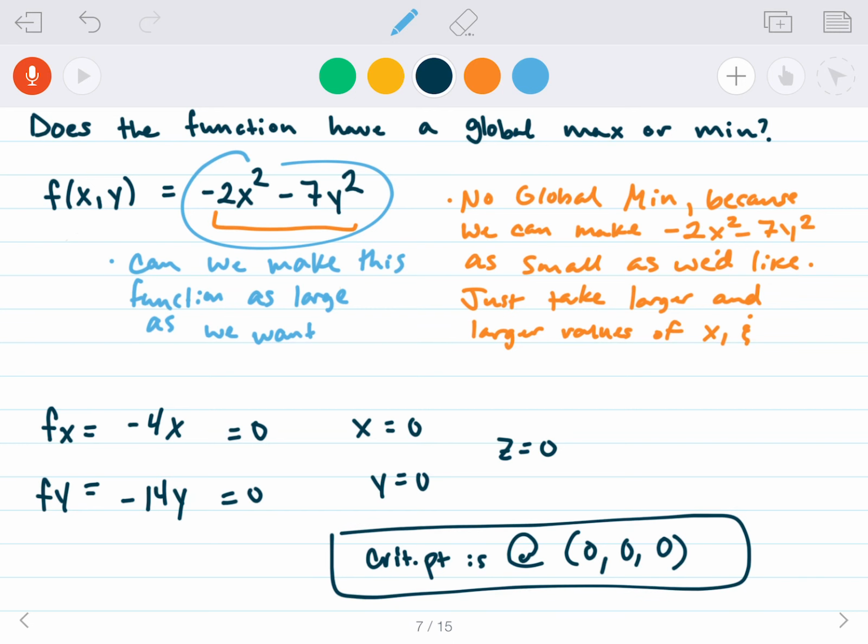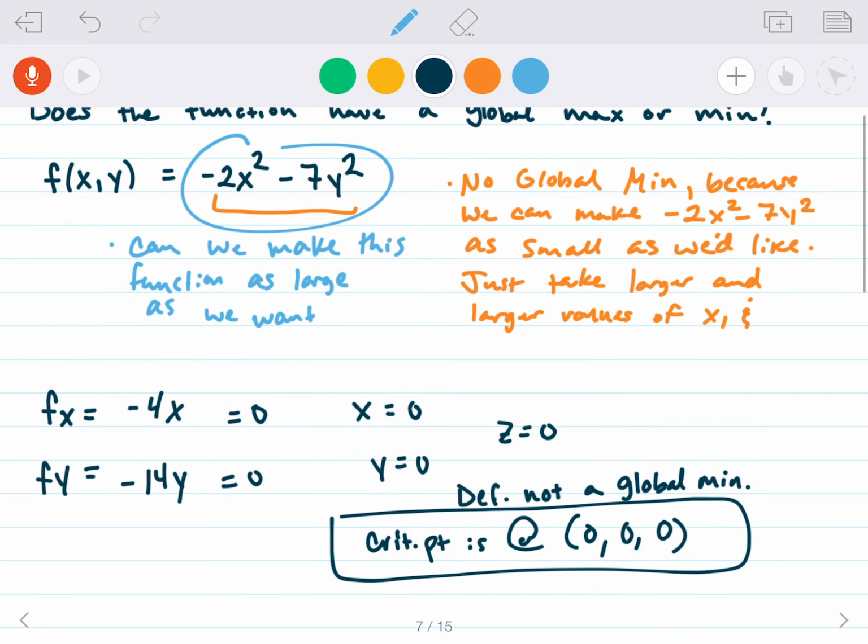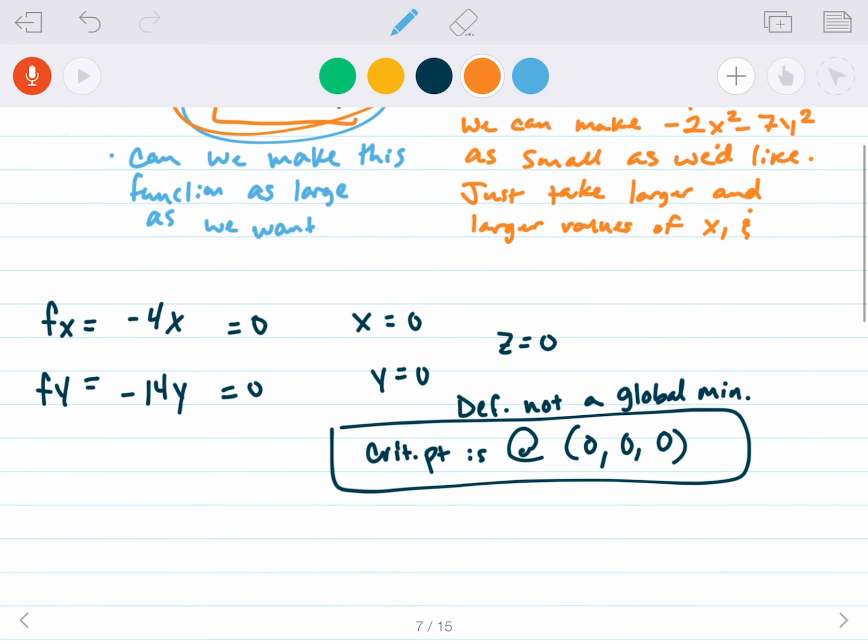And we know that it's definitely not a global minimum, because we already said that just by looking at this graph, by choosing really big values of x and y on our domain, we can make this thing as small as we want. Okay, so no global minimum is going to exist. What we could do is use the second derivative test to analyze this critical point.